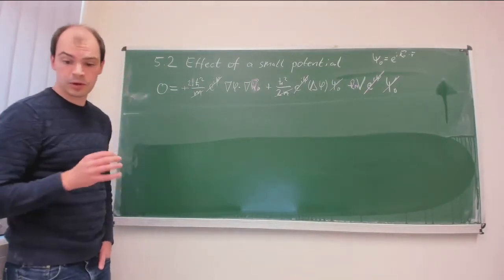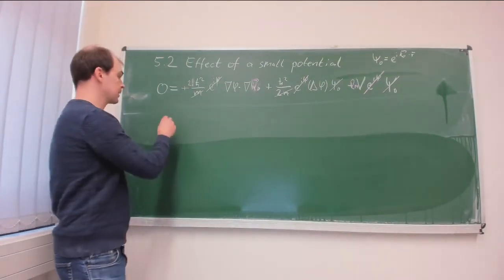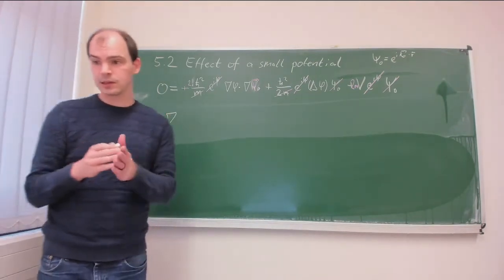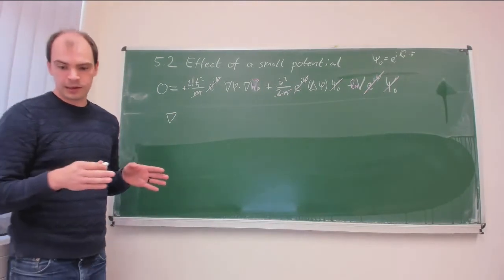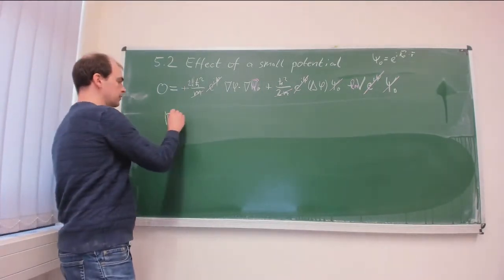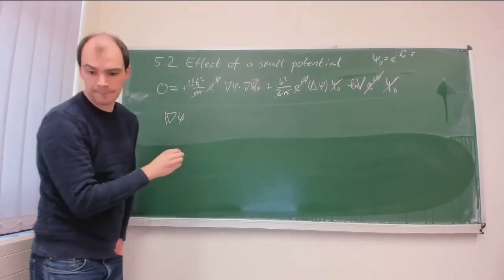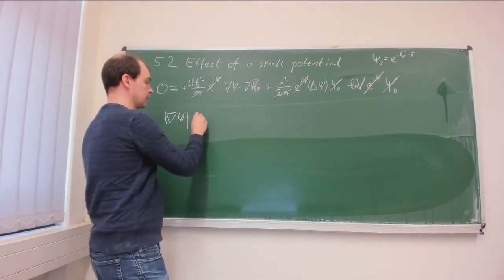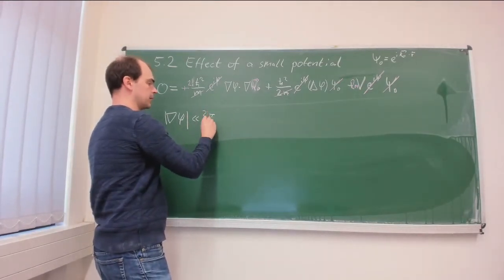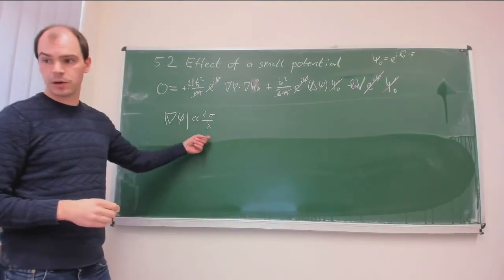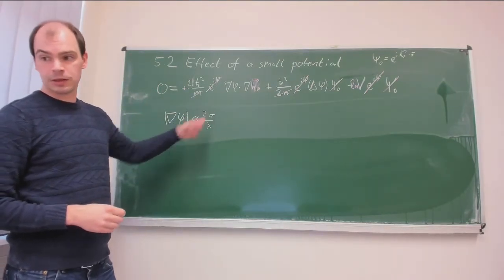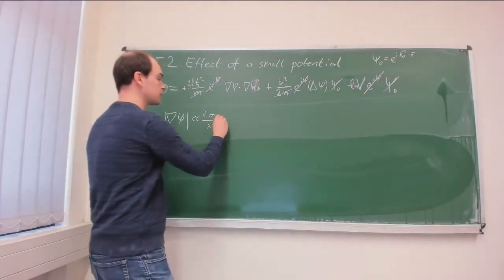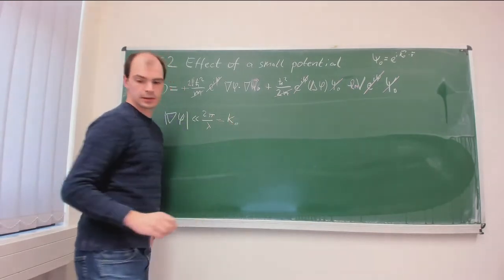So now what we require is that the phase only changes a little bit over the distance of one wavelength. So we require that the gradient of phi is much smaller than 2 pi divided by lambda. So the change over one wavelength lambda should be much smaller than 2 pi, which is k0.